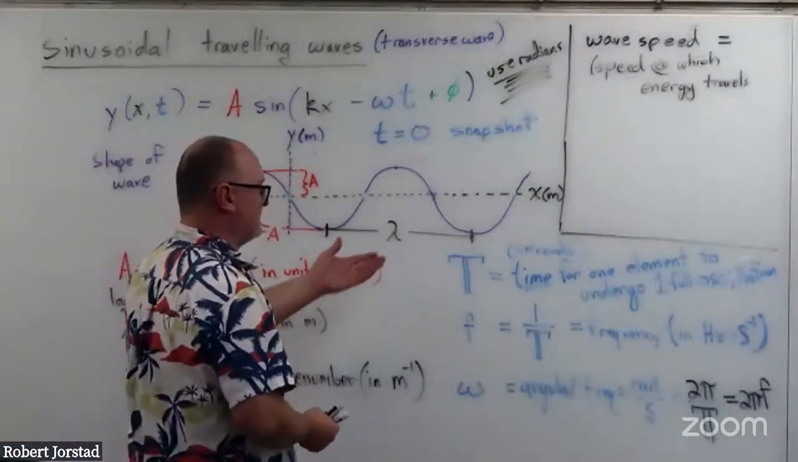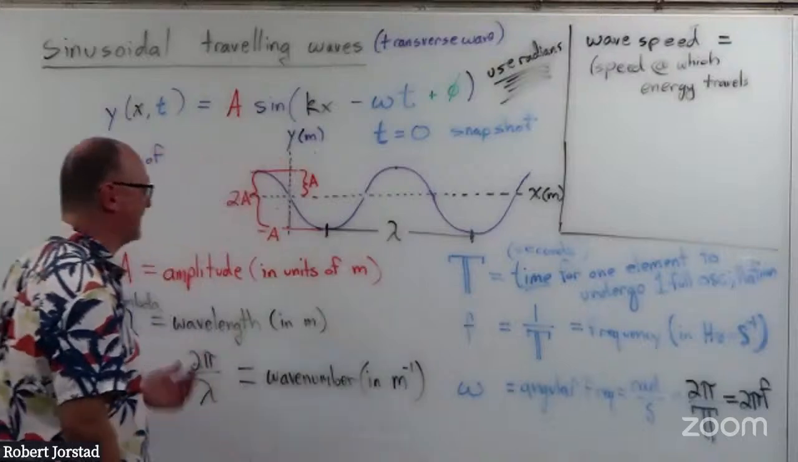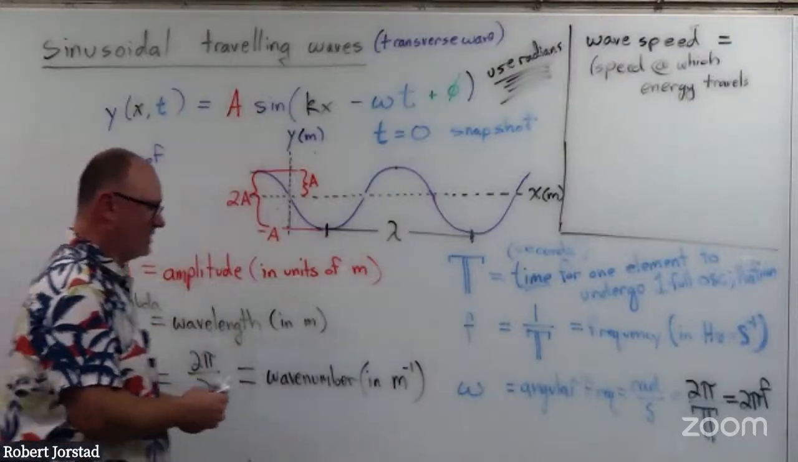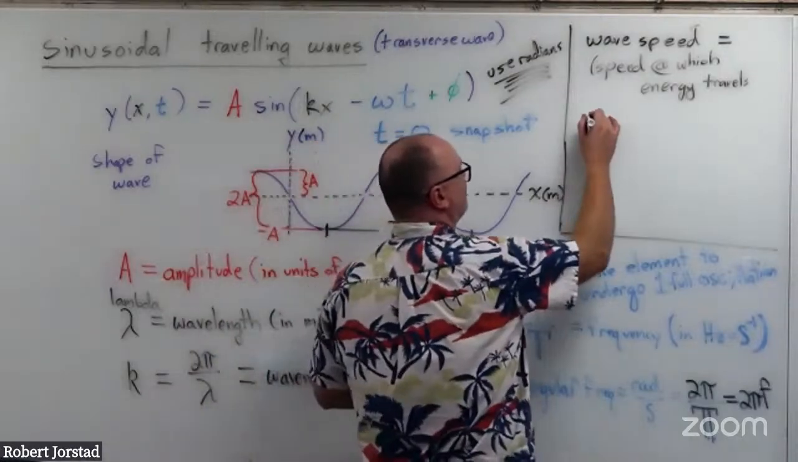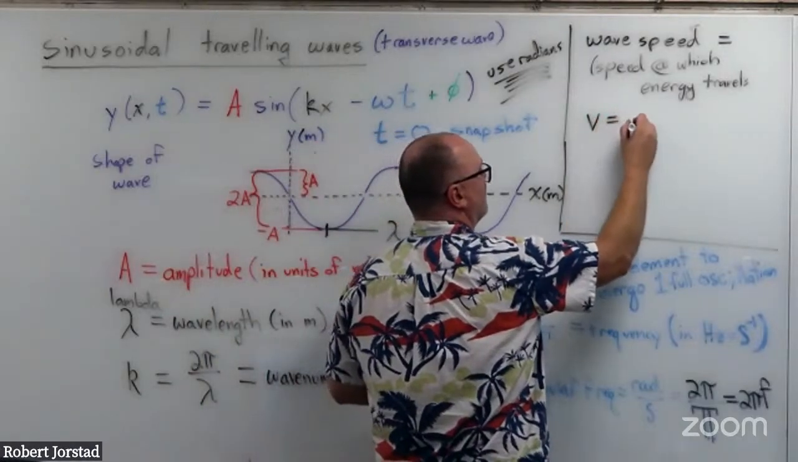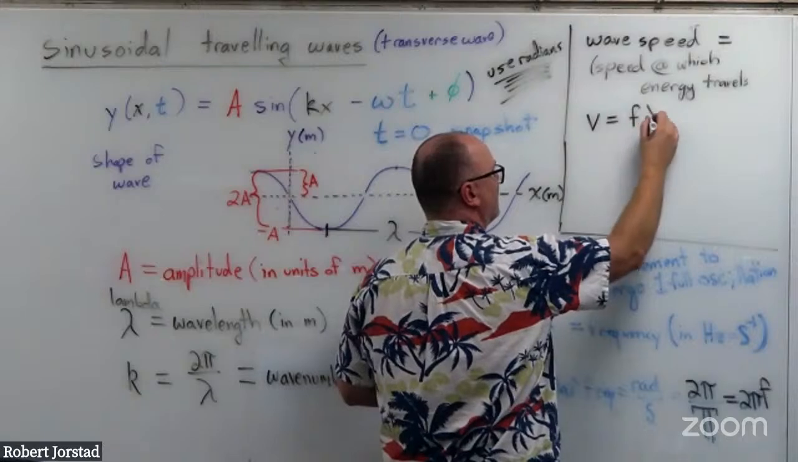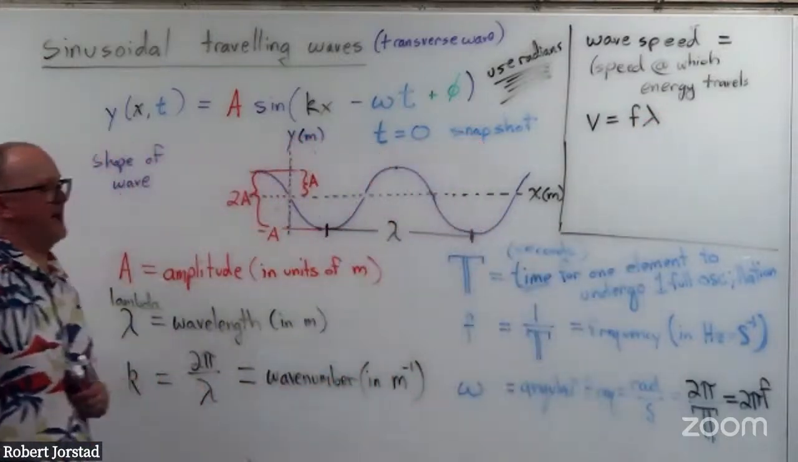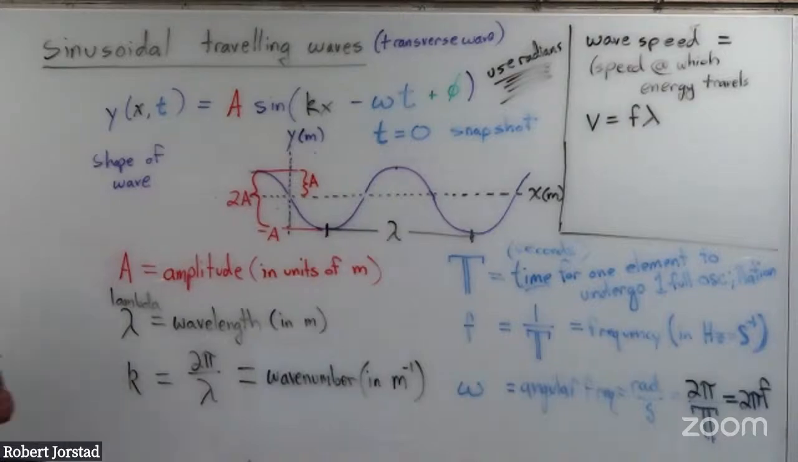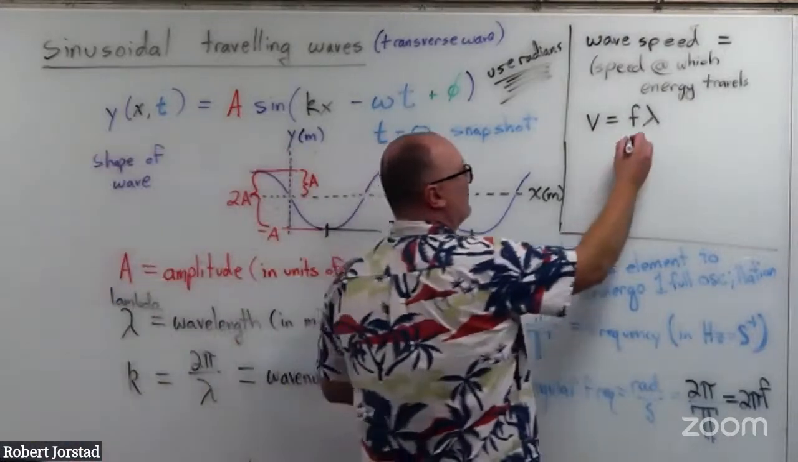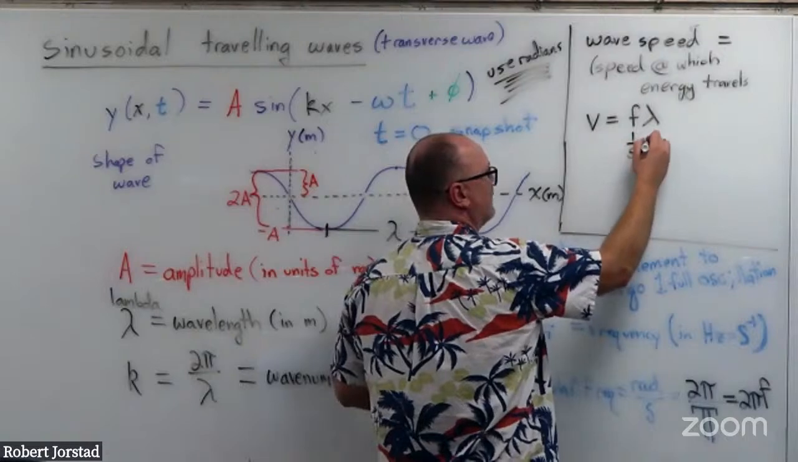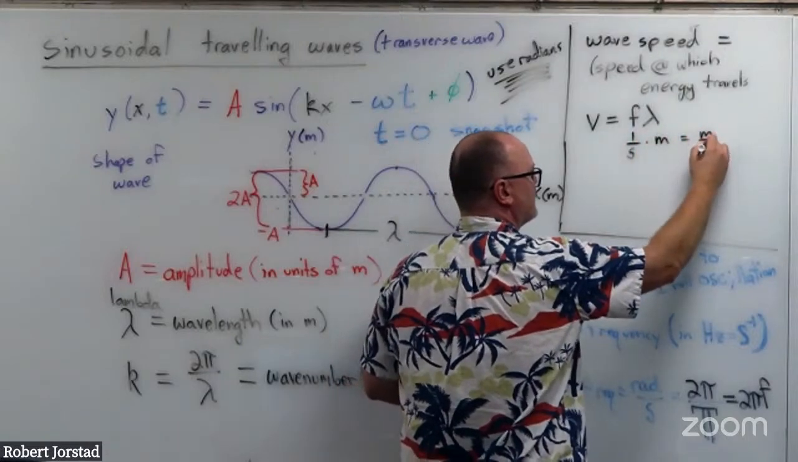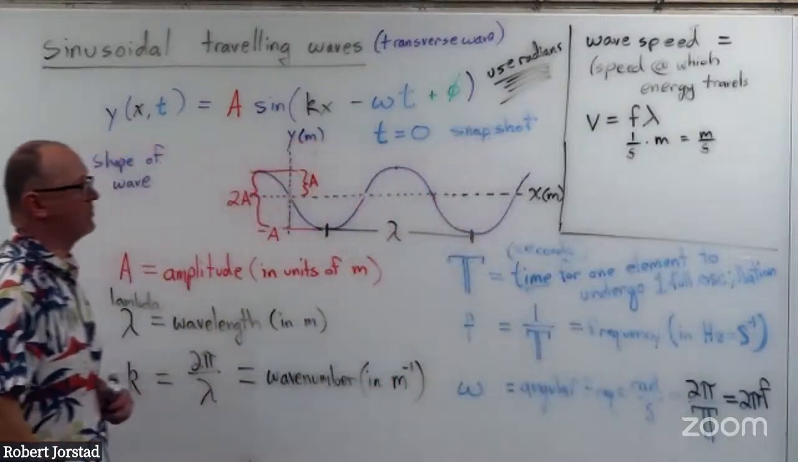So these symbols probably seem familiar from oscillations. Wave speed is a little bit different. I mentioned this in the last video, but I don't think I mentioned it this way. v is equal to f lambda. Now let's think about the units. 1 over seconds times meters is meters per second. That looks good. That's one way to do it.